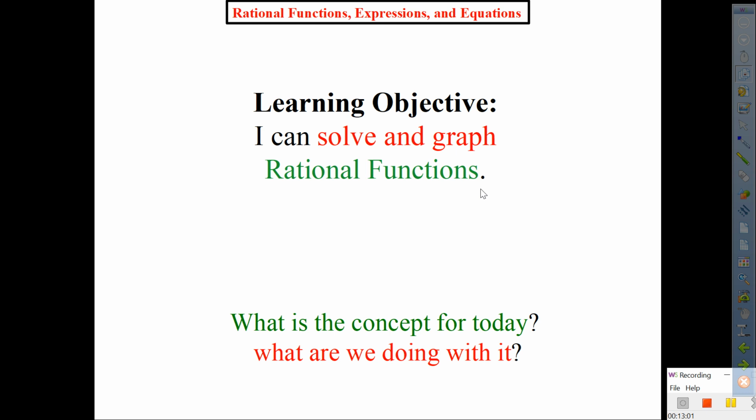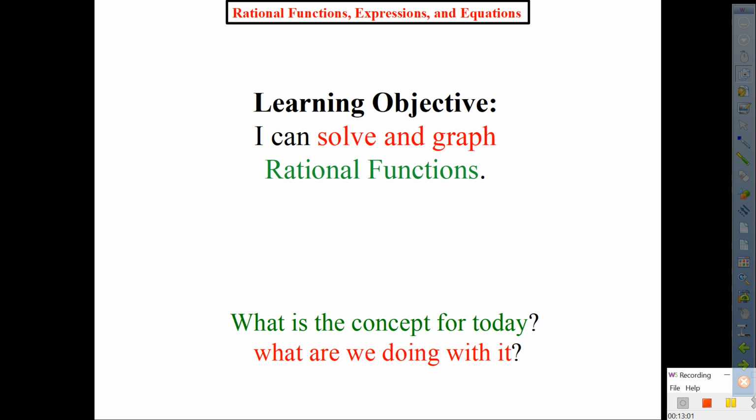Our objective for today: I can solve and graph rational functions. Solving and graphing rational functions. Today, though, we're just going to focus on the graphing portion. What is our new concept?